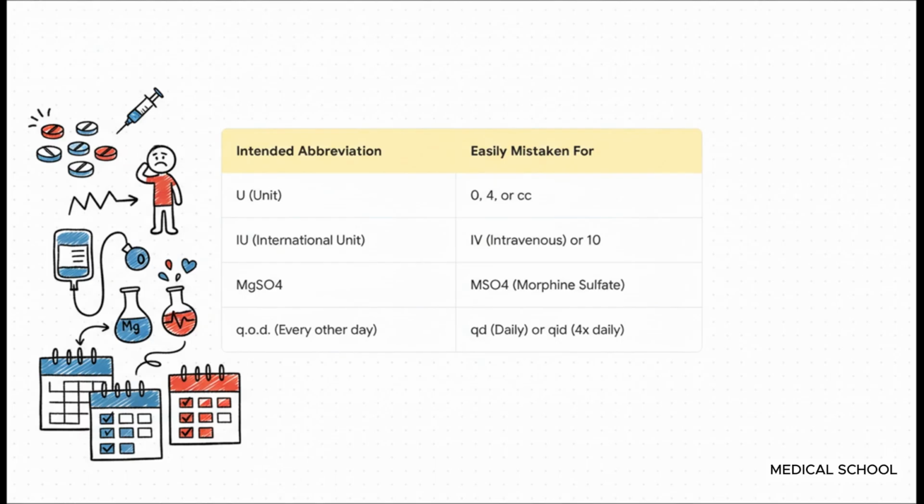And just look at why. A sloppily written U for unit can easily be misread as a 0 or a 4, which could lead to a 10-fold or 4-fold overdose. IU for international unit can look a lot like IV for intravenous, and mixing up MgSO4, magnesium sulfate, with MSO4, morphine sulfate, well, you can imagine how catastrophic that could be. This is why absolute clarity is so important.